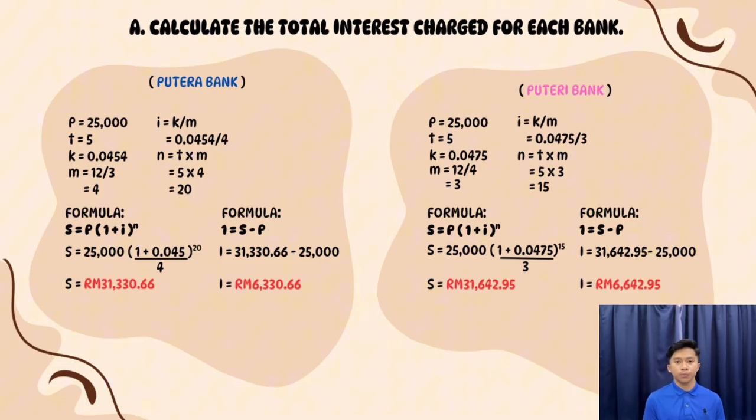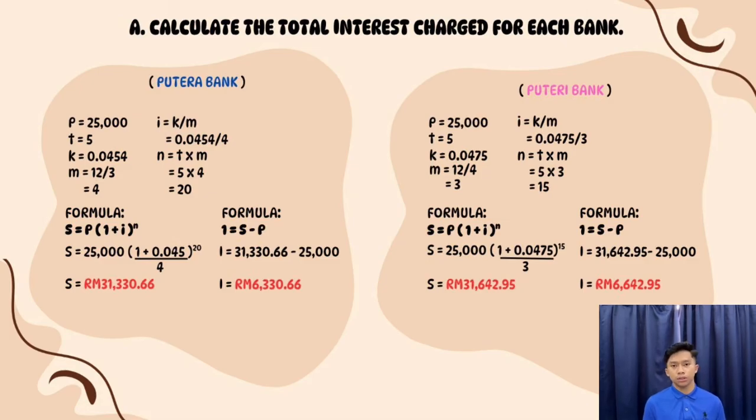And also we have to find the S, which is the future value, and the formula is S equals P open bracket 1 plus I close bracket to the power N. So also the same, just put the information in this formula, which is 25,000 open bracket 1 plus 0.0475 over 3 close bracket to the power 15, and straight to the calculator to find the answer, which is 31,642 ringgit 95 cents. And after that, we can find the interest charge using the same formula, I equals S minus P, 31,642 ringgit 95 cents minus 25,000, and the answer is 6,642 ringgit 95 cents.